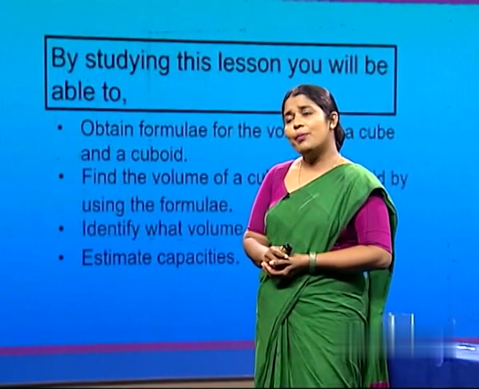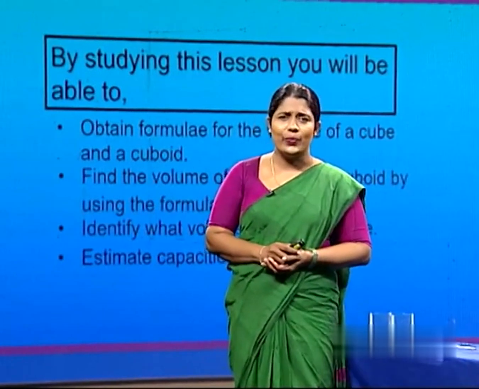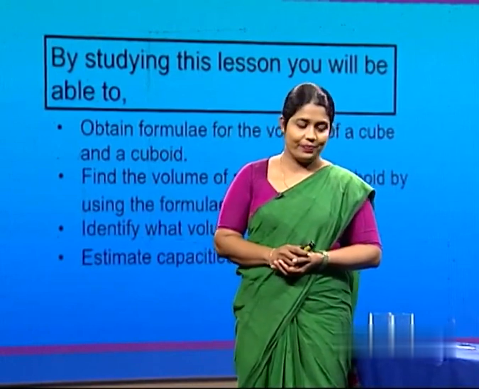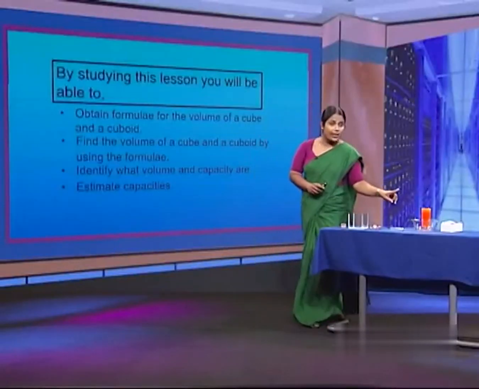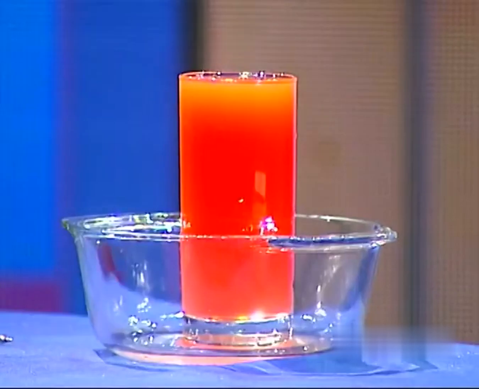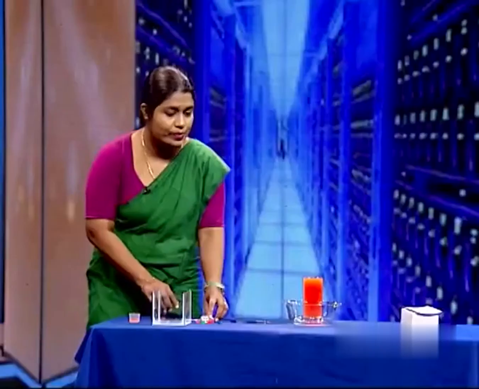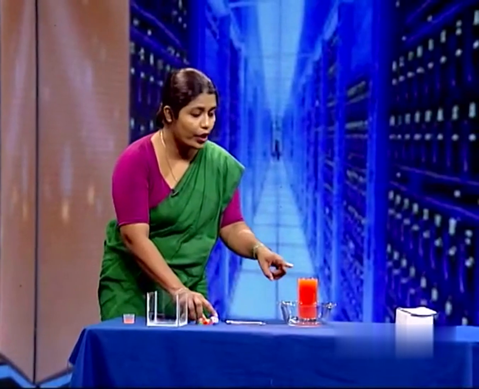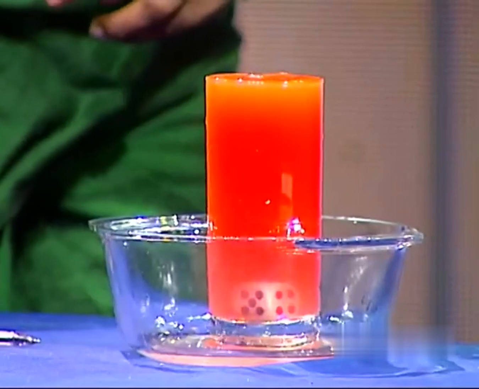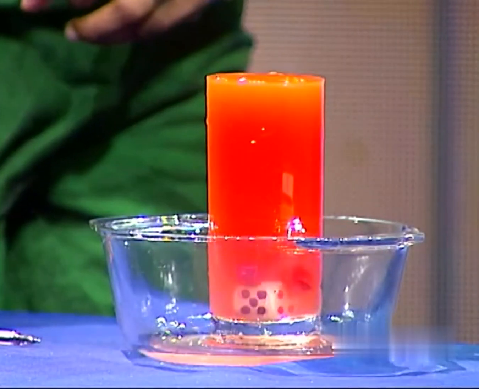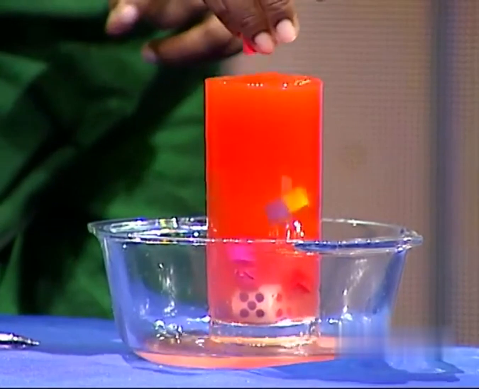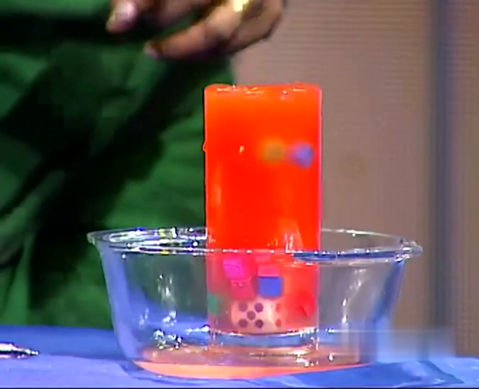Okay, children, before we start the lesson, let's do a small activity. This is a glass filled with colored water and these are cubes. I am going to put these cubes into this glass. You have to observe it carefully and tell me your observations. What happened to the glass? Yes, water overflowed. Why is that? Yes, because these cubes need space inside the glass.